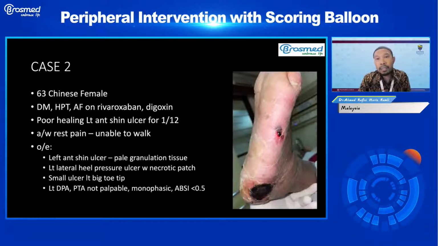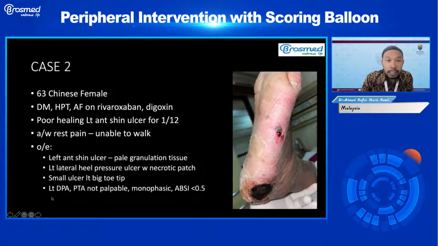Okay, second case, a bit more interesting, where I learned something myself of what not to do. Okay, 63-year-old Chinese female, of course with multiple comorbidities: diabetes, high blood pressure, atrial fibrillation. So you wonder if there's something else happening because the patient has atrial fibrillation. She came in with a poorly healing anterior shin ulcer for 1 month and also a necrotic patch at the lateral heel, associated with rest pain. She claimed not to be able to walk, but otherwise the foot looks fairly pink, not really dusky.